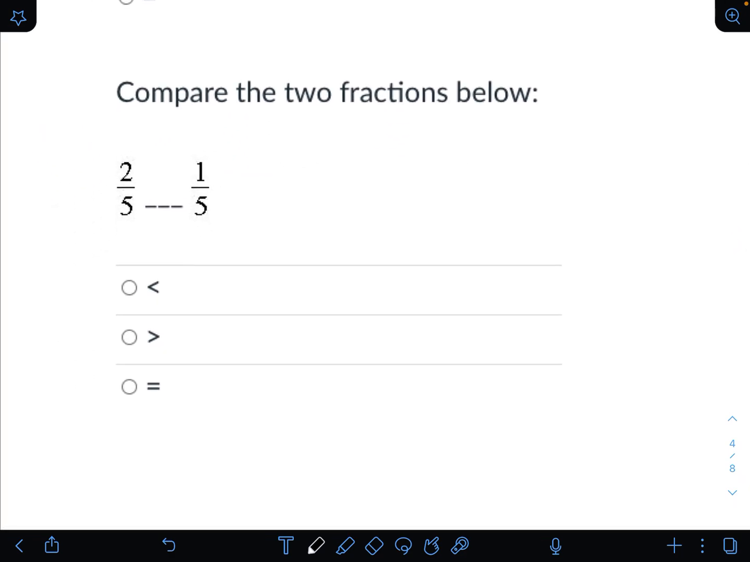Okay, what if I was comparing these two fractions? 2/5 versus 1/5. What do you think? Well, if I have two 5 piece candy bars, and I offer you a choice of 2 of those pieces or one of those pieces, you'll take two. So 2/5 is greater than 1/5.